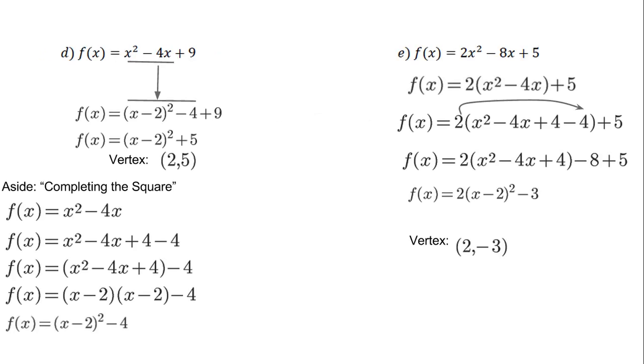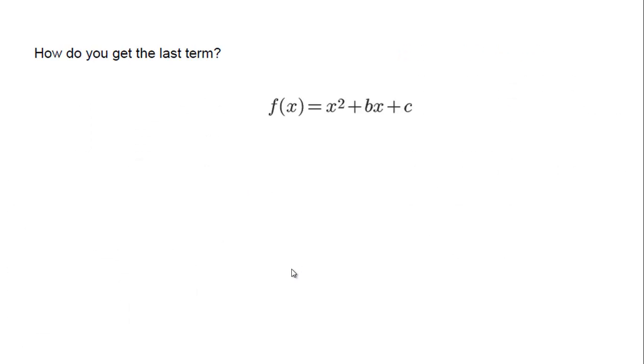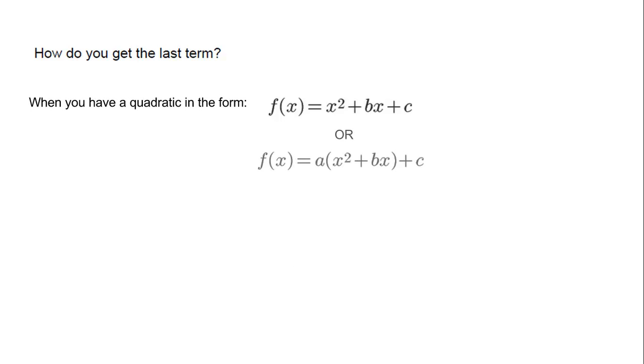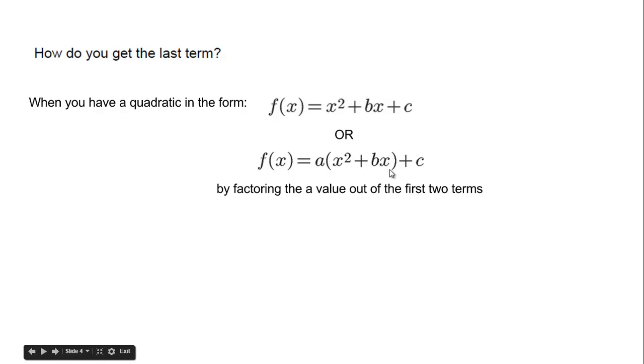So the question you might have been asking is, where did that plus 4 come from? Where did the plus 9 come from in the last one? So the question is, how do you get the last term? When you have the quadratic in this form or this form, you can get it by factoring out the a value. We've got two different forms here. I just use the same letter, even though I could probably call this b over a.